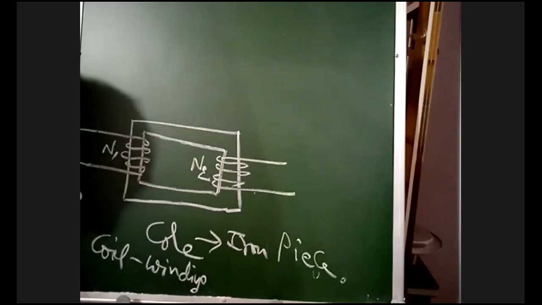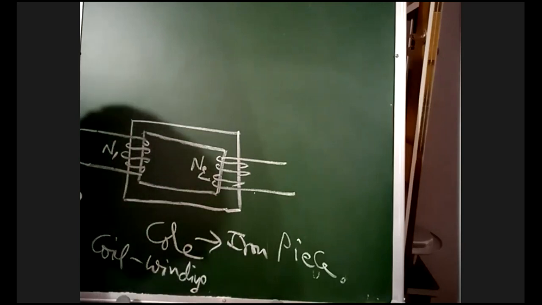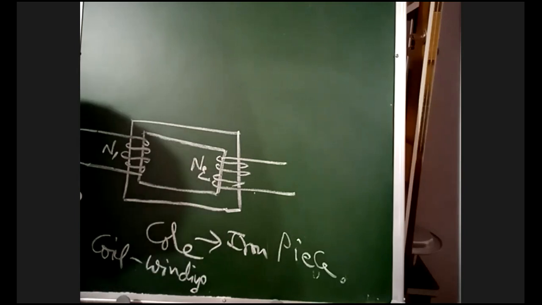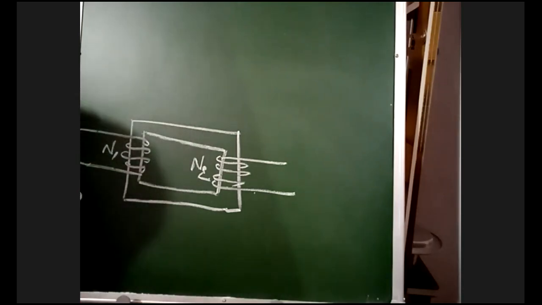What is the necessity of placing this winding on the iron piece? Without the iron piece also I can place the winding. What is the necessity of the iron core? Now I am telling what is the purpose of core. In the exam they will ask for 2 marks: what is the purpose of core?